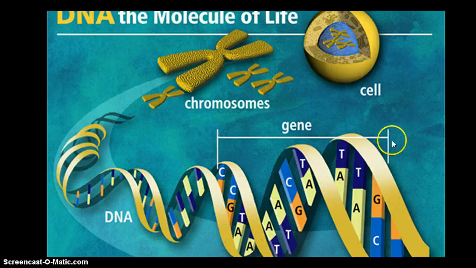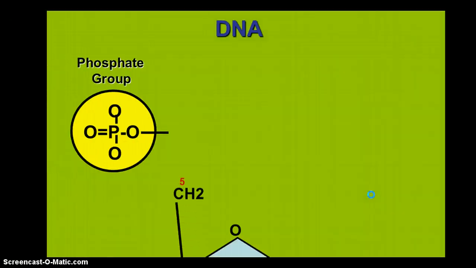This gene might control eye color. This gene might control skin color, and as we go on to genetics, you'll learn that eye color and skin color are actually controlled by many genes, but that could be one gene that controls for that.